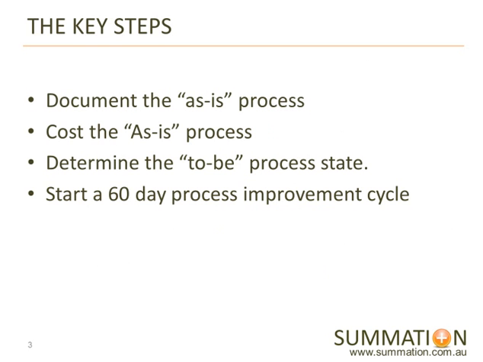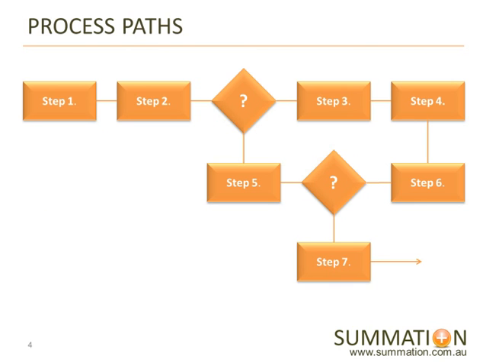There are a number of key steps we go through when we work with clients. The first thing is we document the as-is process. We work out the steps and the decisions and the volumes associated with that. We attach costs to the as-is process steps. We design and work out what we want it to look like. And then we start a 30 or a 60-day improvement cycle. And each of those improvement cycles, we work to a new to-be process state. Let's look at that now.